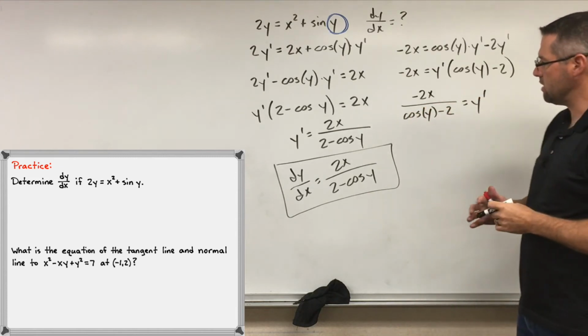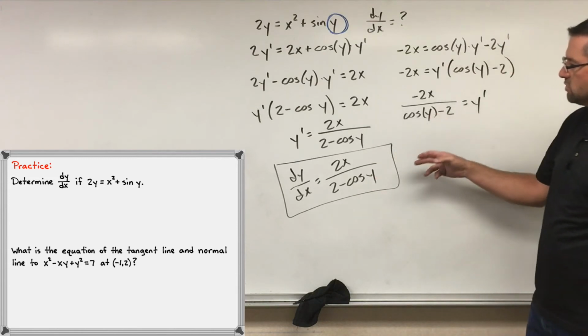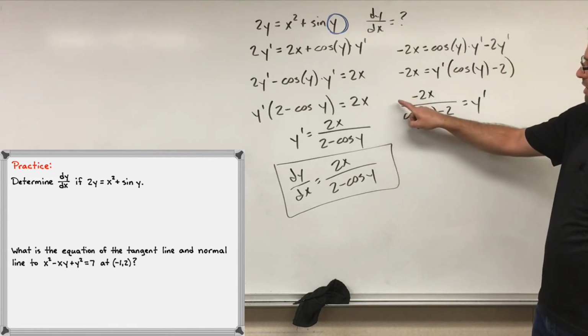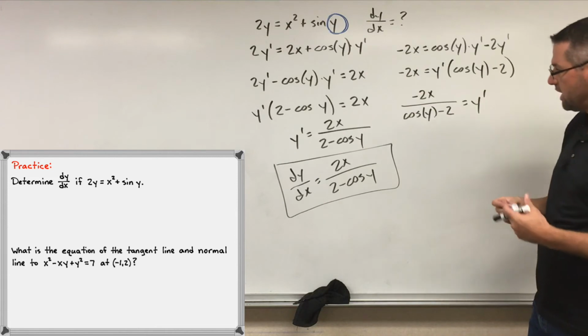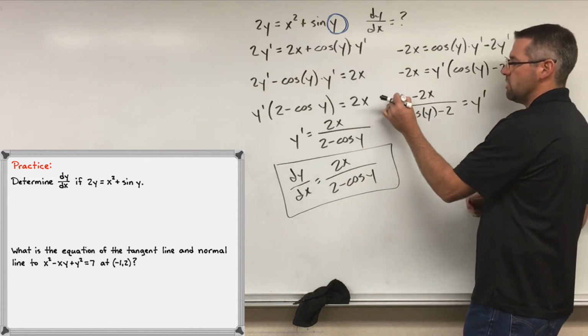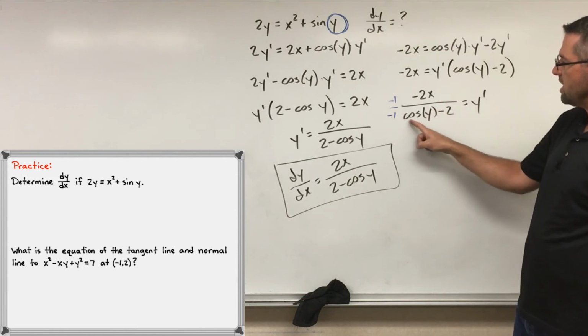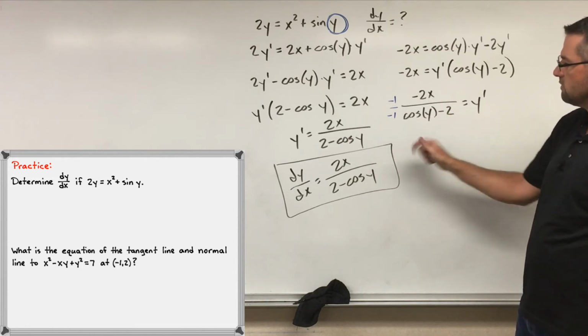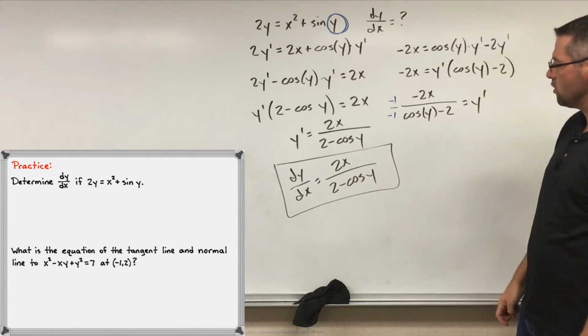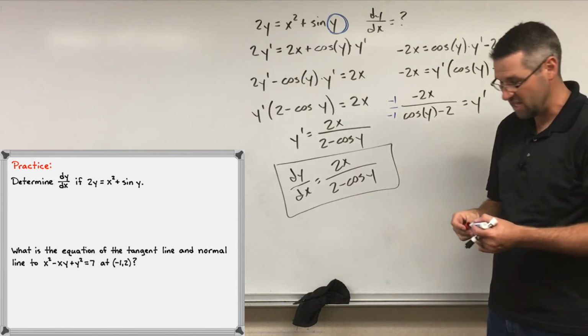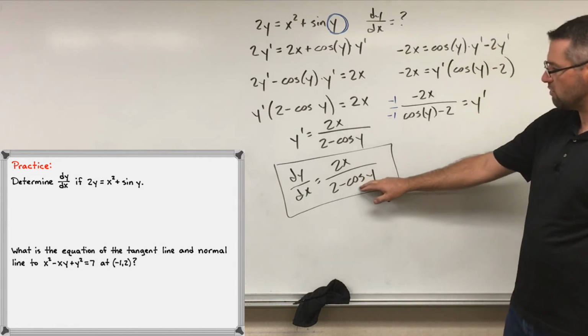But you can see that the difference between these is just multiplying this by negative 1 over negative 1, you would end up with the same thing. So if I multiply this by negative 1 over negative 1, that becomes 2x. That becomes negative cosine of y. That becomes positive 2, and so we're left with this. The goal is to try and reduce the amount of negative signs, and so this would be the better form of writing that.